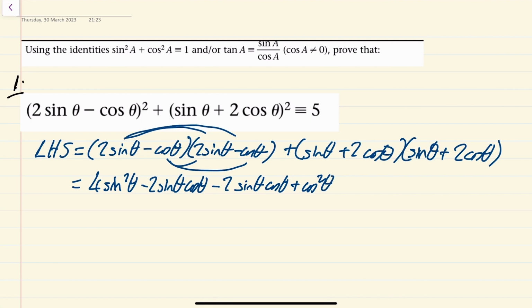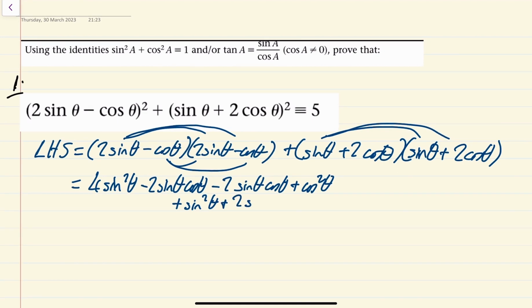I'm going to move on to the next line just to do this because it's just going to be too long a line of working out. Sine times sine then over here is just going to be plus sine squared theta. Sine times 2 cos theta is going to be plus 2 sine theta cos theta. And then over here I've got another plus 2 sine theta cos theta. And last of all I've got plus 4 cos squared theta. Okay, that is an absolute mess.